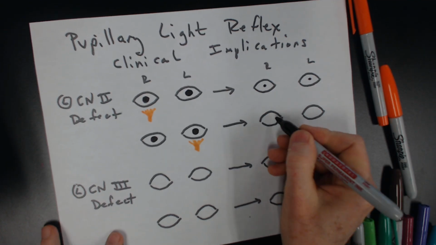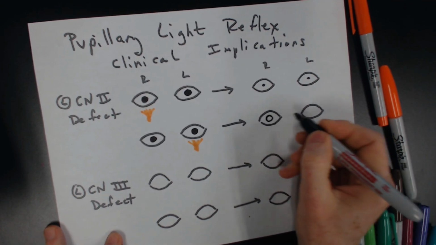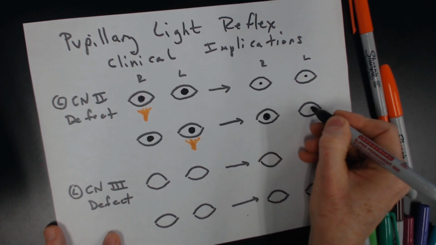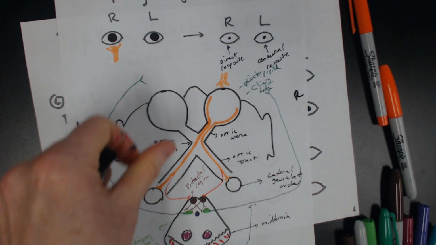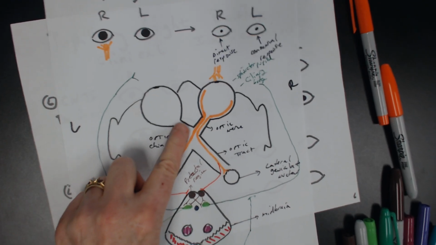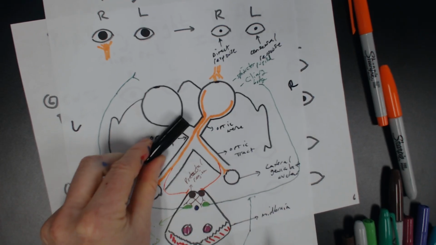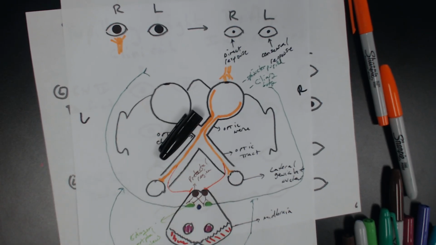I'm going to have great big old pupils, and the reason is because there's no light getting into the system. If no light gets in because my defect is right here, I don't see any change. Does that make sense? I'm waiting. Okay.